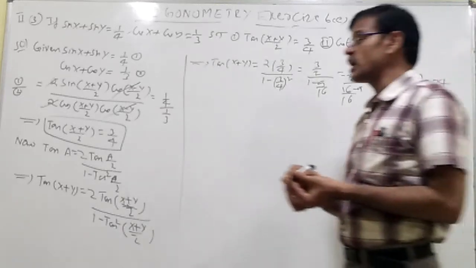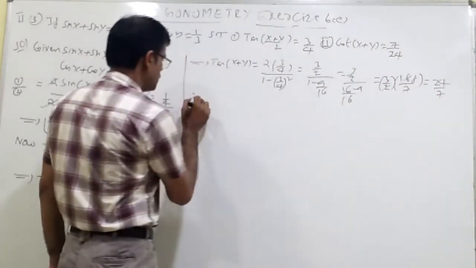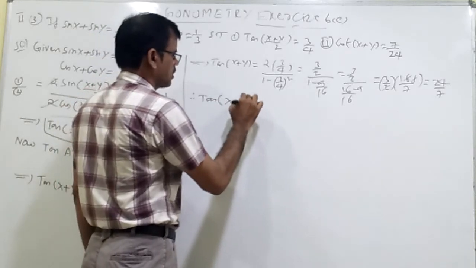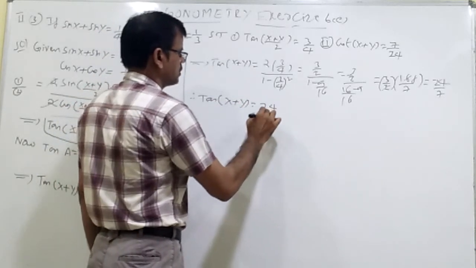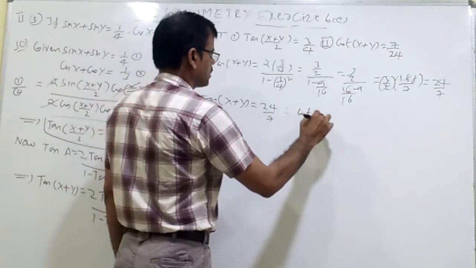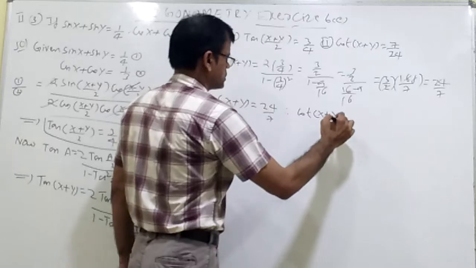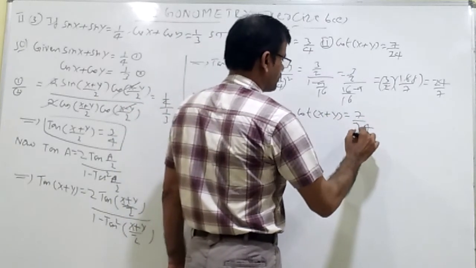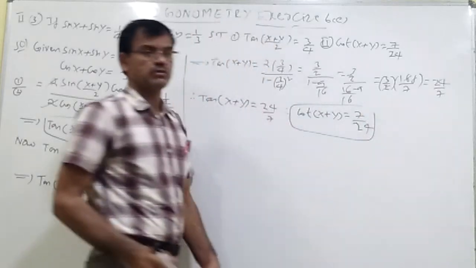We got the value of tan of (x plus y). Now we need cot of (x plus y). Here tan of (x plus y) we got as 24 by 7. Therefore, we know that cot of (x plus y) is the reciprocal of tan of (x plus y), or 1 by tan of (x plus y). So cot of (x plus y) is equal to 7 by 24.